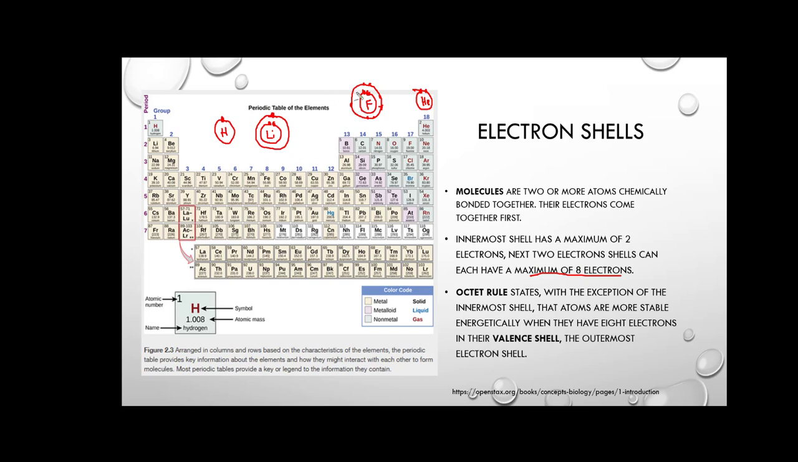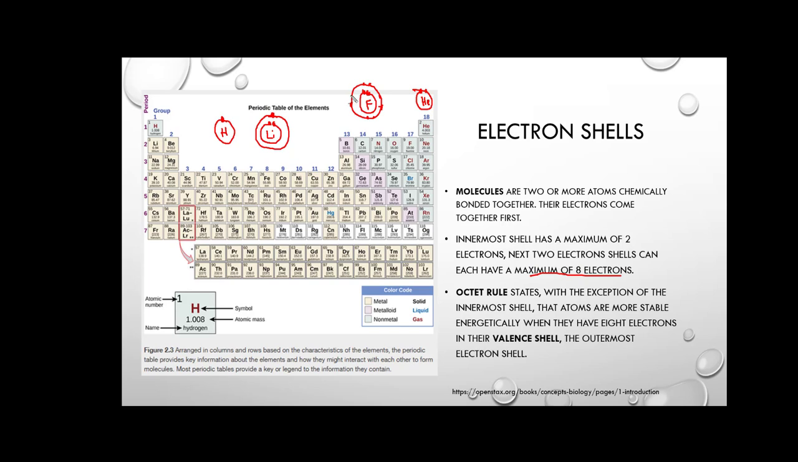So, basically, this is where we talk about these electron shells, and we can see already that something like lithium needs 7 more electrons to fill its outermost shell. And the octet rule states, with the exception of these guys over here, that atoms are more stable energetically when they have 8 electrons in their valence shell, the outermost shell. So look at fluorine. It has 7 of its 8 electrons. It just wants 1 more electron to fill its outermost shell.